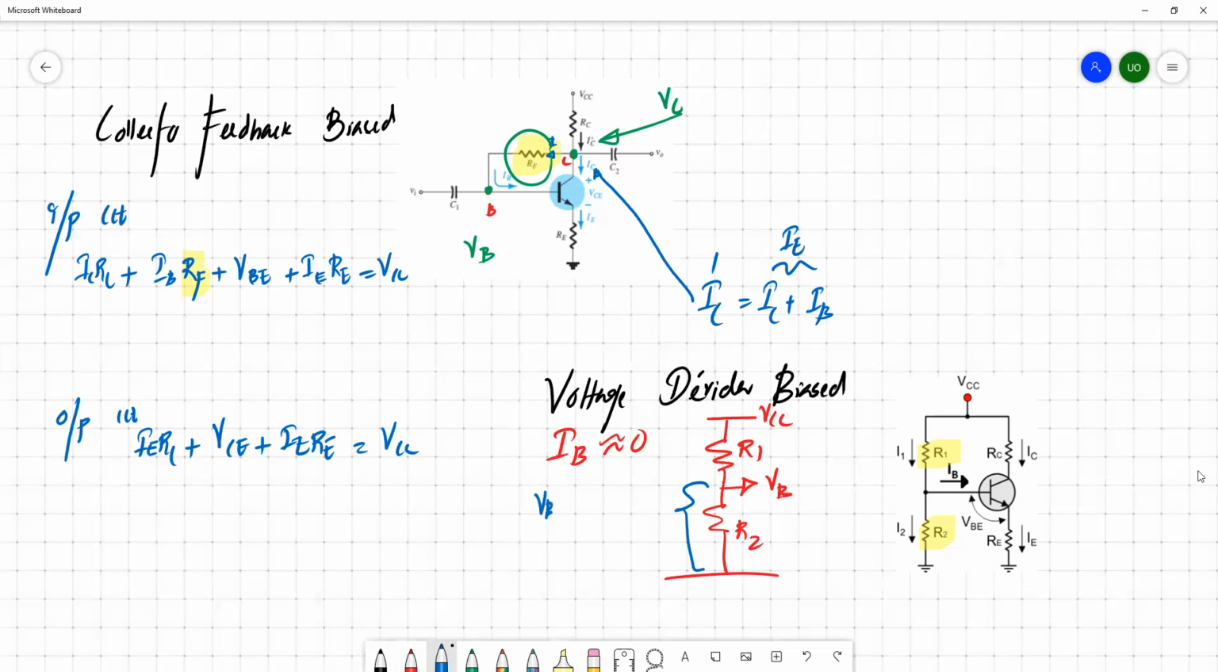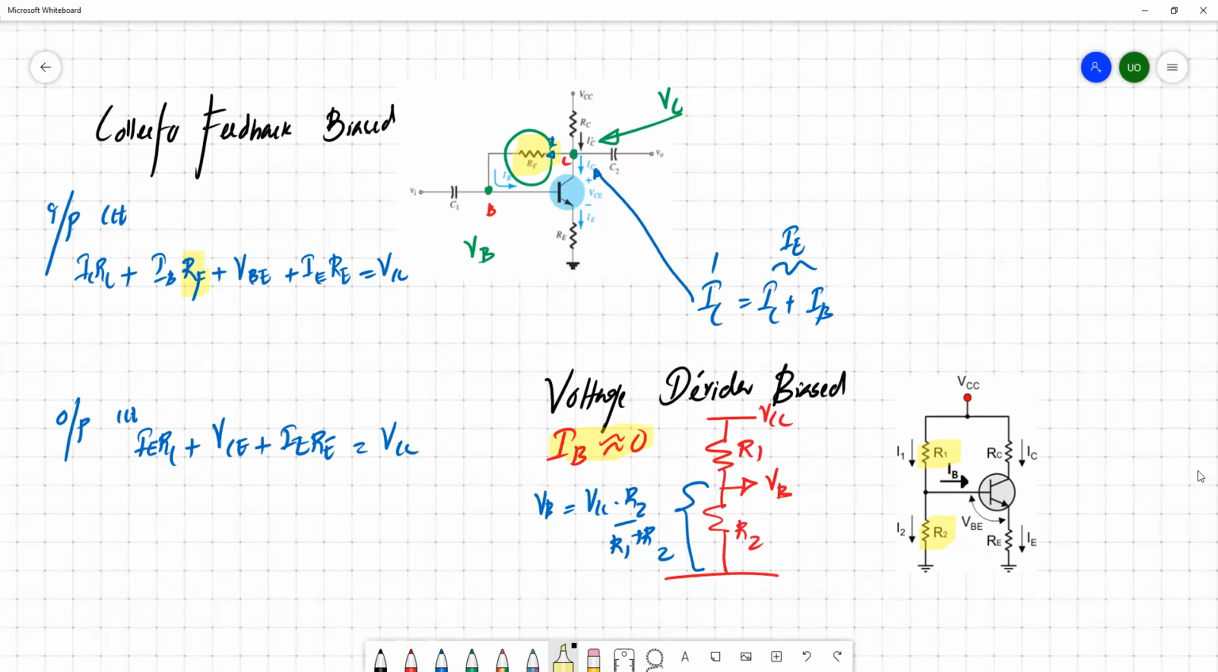So VB is actually VCC times R2 divided by R1 plus R2. This is because of this assumption. If you absorb a certain amount of current through the base, you cannot directly apply the voltage divider rule, but for simplicity, with the approximation of base current equal to 0, you can simply reduce the circuit to this model.